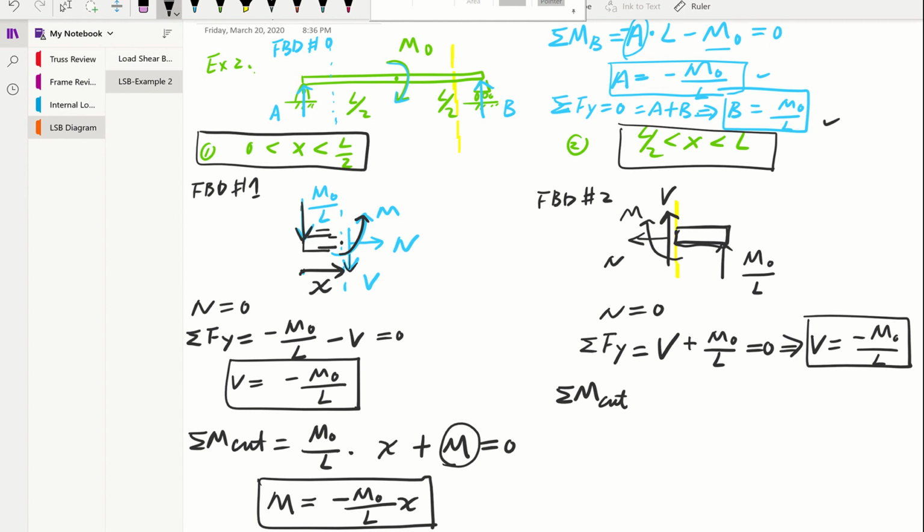The next thing we are solving is moment. We're going to take moment about where we cut. And then we'll have this M itself. It's clockwise rotation, right? So if it's clockwise, it's going to be negative M. Then we have this force, m naught over L, and times.